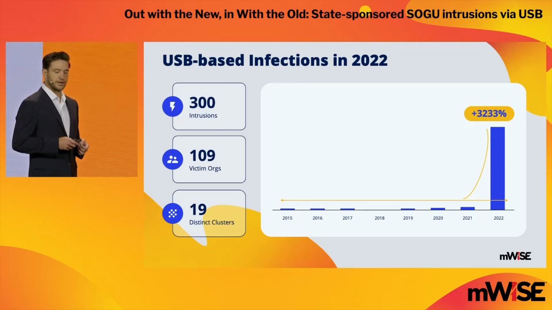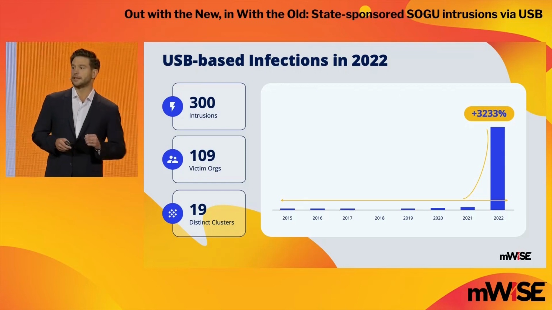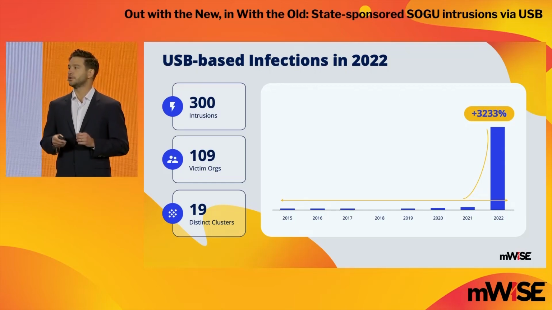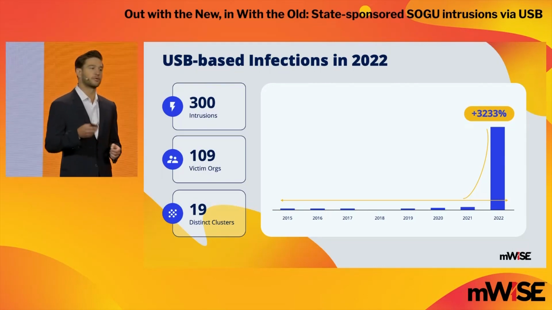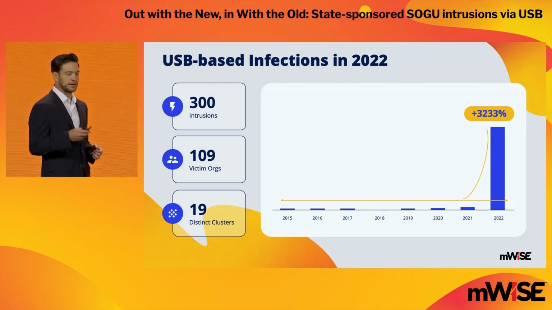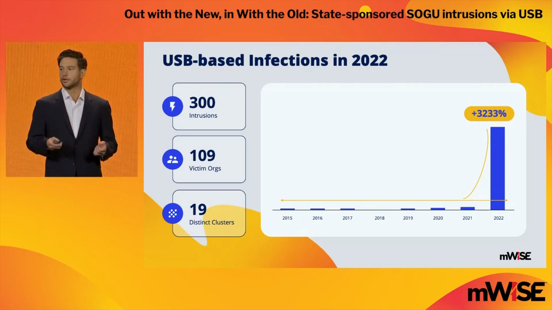Now, in the years prior to 2021, going all the way back to 2015, Mandiant was only responding to 3 or less of these USB-based intrusions per year. This led us to ask the question, what threat actors are responsible for this uptick in USB-based operations, and what are their motivations?